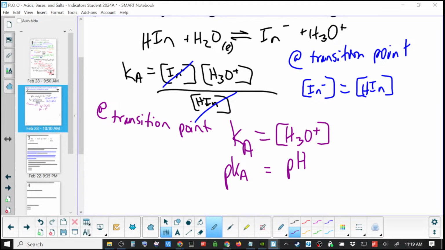pKa equals pH. pKa would be taking the negative log of the Ka. It's just a mathematical operation. Good.